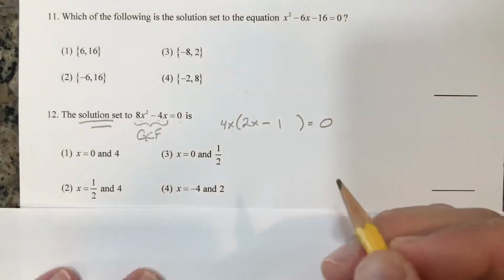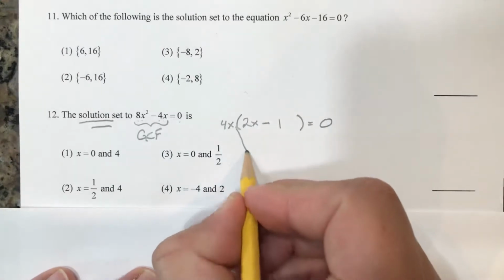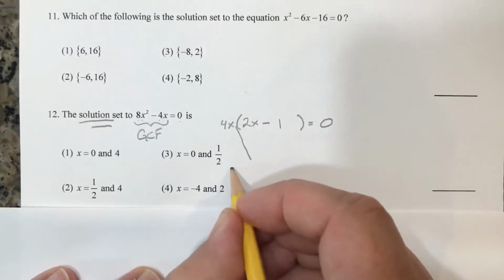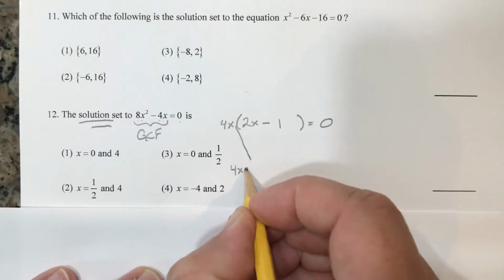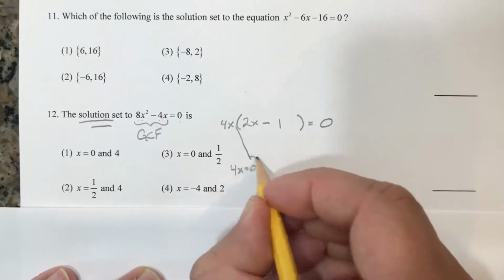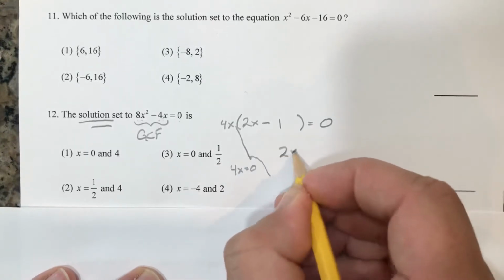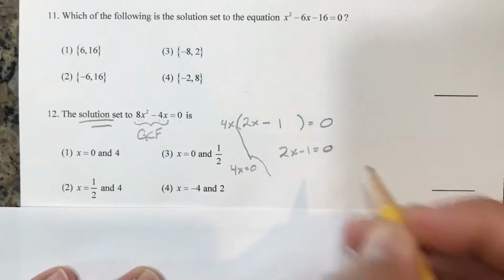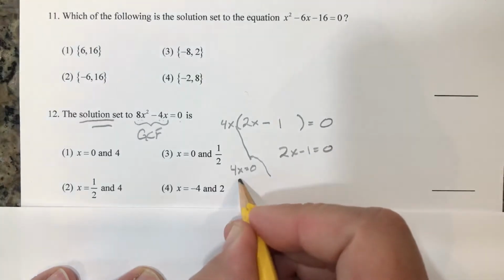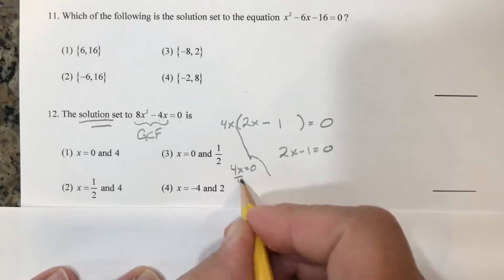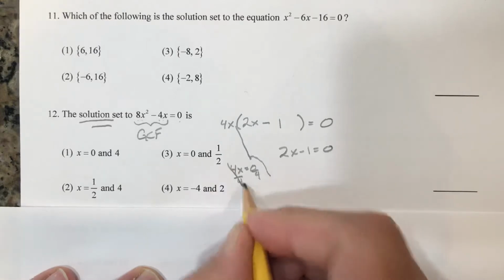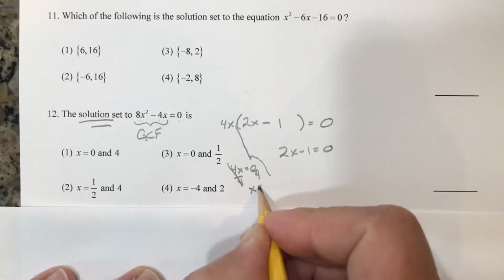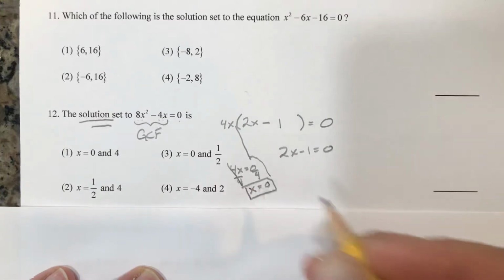So you still split this. You say that 4x might be the one that's equal to 0, and you say perhaps it's 2x subtract 1 equals 0. This one takes one move. Divide by 4 on both sides. Well, 0 divided by 4 is still 0. So one answer is 0.